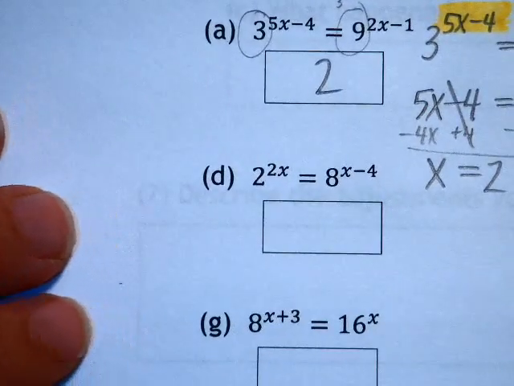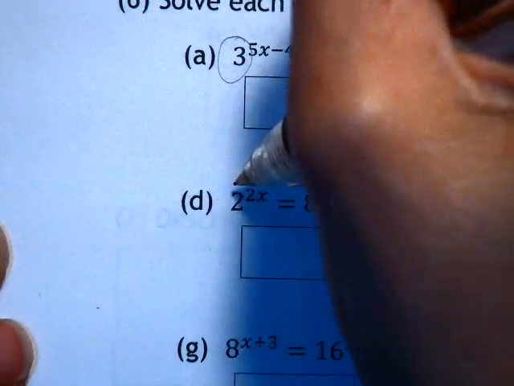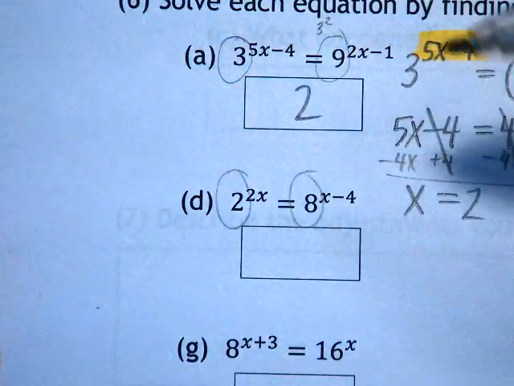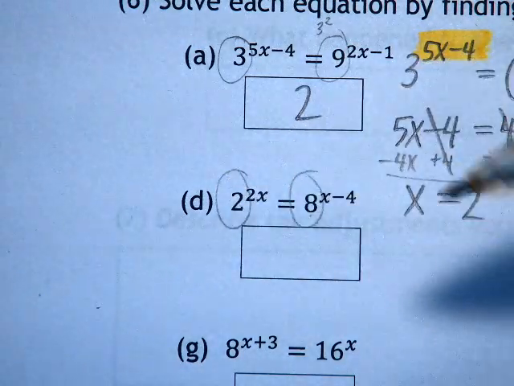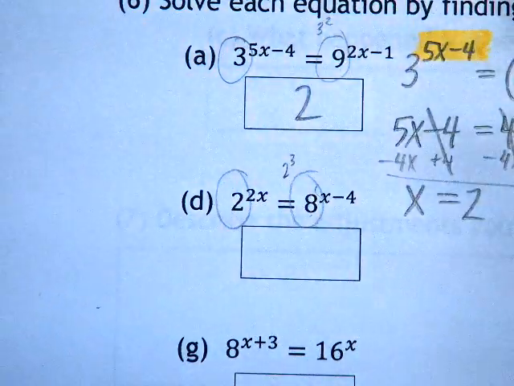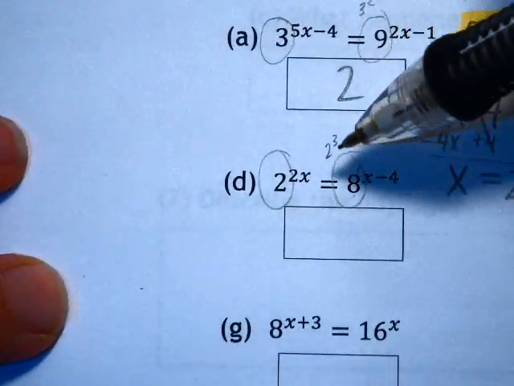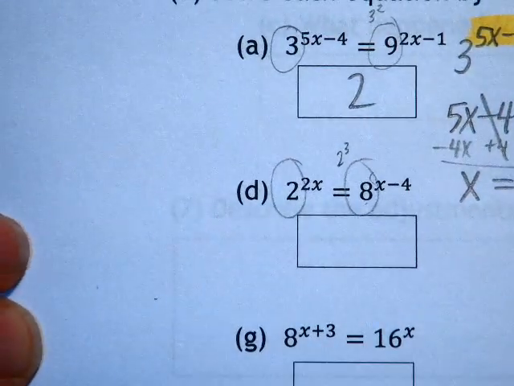We can do letter D as another example just so you can see it, but hopefully now you've kind of got the flow. First thing I'll do is I'll look at the exponents that are there and I'll ask myself, can I make the bigger one look like the smaller one? 8 is a power of 2. It's 2 cubed. So my game plan is going to be change the right-hand side of the equation so that it has a base of 2, but leave the left-hand side untouched.